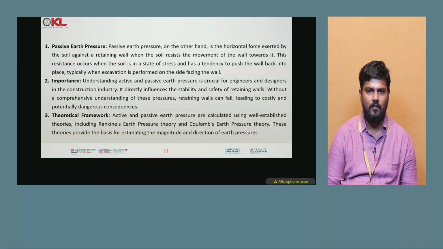Passive earth pressure, on the other hand, is a horizontal force exerted by a soil against a retaining wall when the soil resists the movement of the wall towards it. This resistance occurs when the soil is in a state of stress and has a tendency to push the wall back into place, typically when excavation is performed on the side facing the wall.